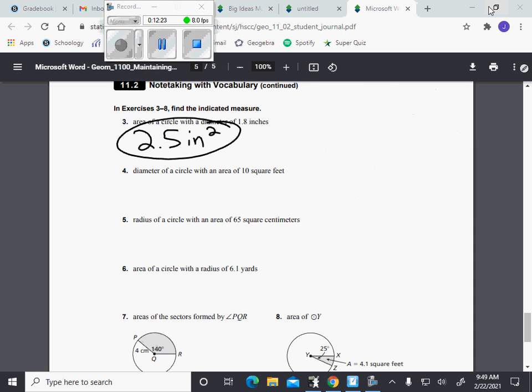Number 4. The diameter of a circle with an area of 10 square feet. Okay, so we're at 10. That's equal to pi r squared. Okay, so a little bit of math has to be involved here. We want to solve for r and then multiply it by 2, because that's what the diameter is, right? So, how do we solve for r in this case? Divide by pi. What's 10 divided by pi?